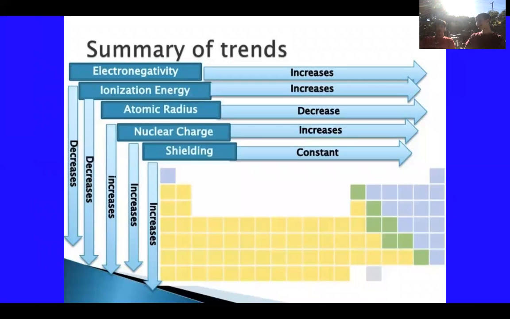So the summary of the trends: electronegativity decreases going down and increases as we go right. Ionization energy is the same. Atomic radius is the inverse: it increases going down and decreases going right. Nuclear charge increases, and the shielding is constant. Well, we don't learn about nuclear charge and shielding.